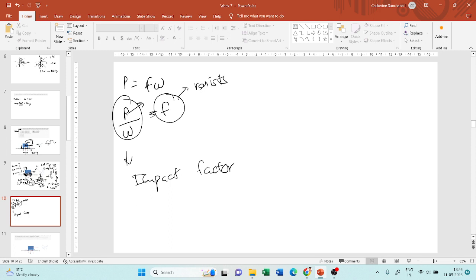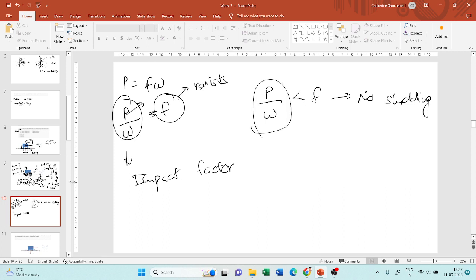Okay, now for your vehicle to not undergo skidding, you know that the force which causes the skidding should be less than the force which resists the skidding, right? So whatever is resisting my motion should be more. Okay, so in that case, if P by W is less than F, then there will be no skidding. So this is the rule for skidding not to occur. Okay, so the impact factor should be less than F.